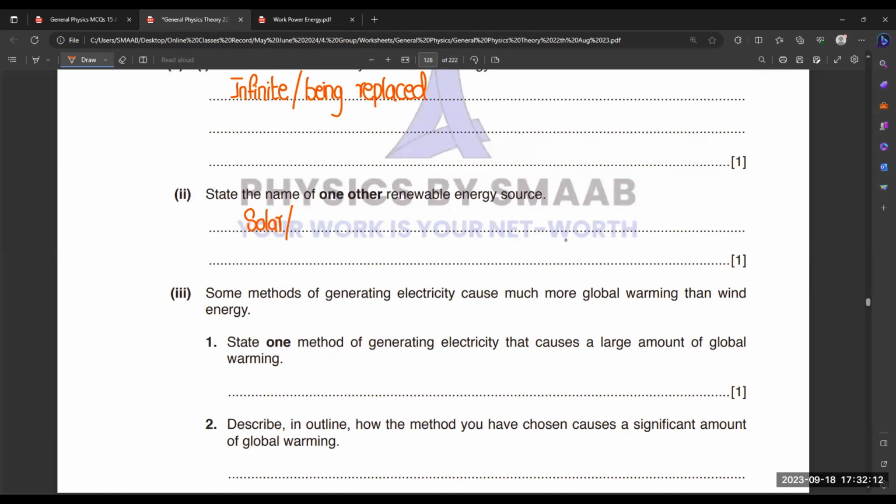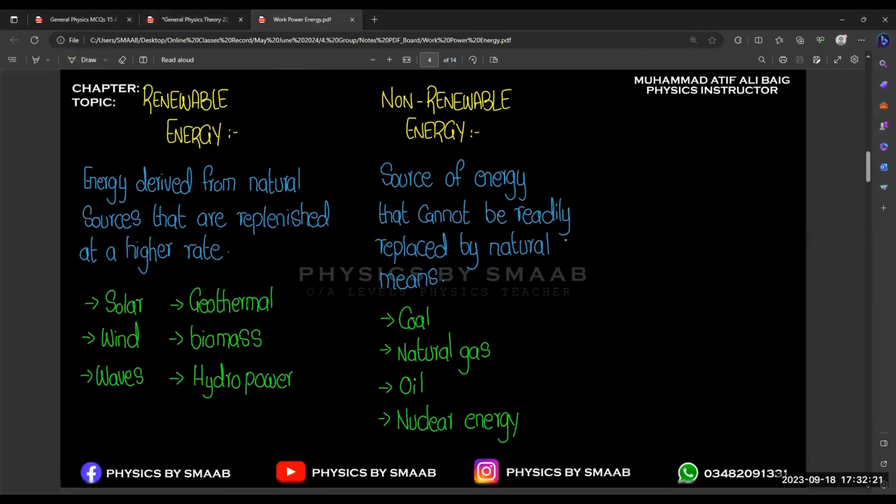Nuclear is non-renewable because nuclear is not in a natural form. We have to perform a whole experiment, right? Last time we discussed that nuclear energy is non-renewable because we have to set up a plant, right?